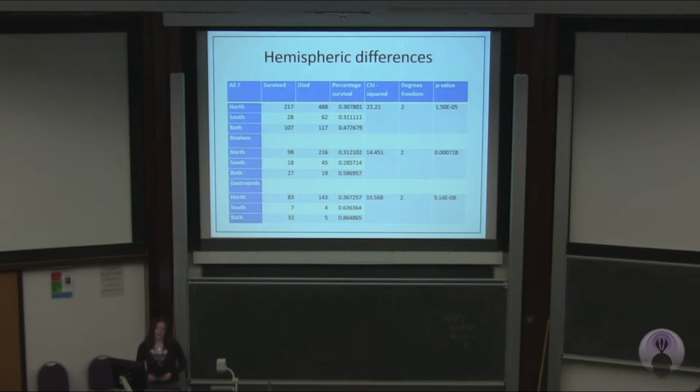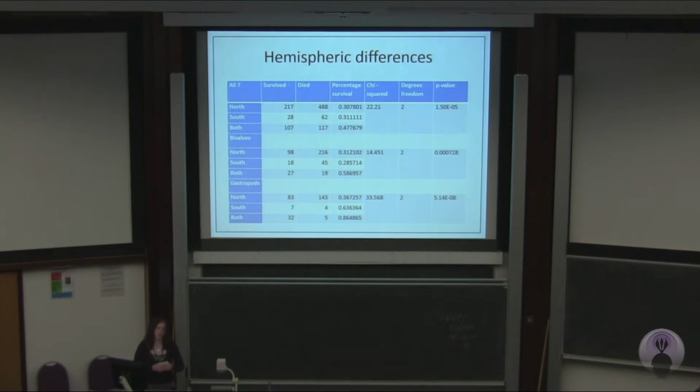So then I went on to look at the hemispheric differences between the north and the south hemisphere, and how that affected survival. When you combine the data for all the 7 groups and look at them together, the percentage survival was higher in the southern hemisphere than it was in the north. And this is the same for the gastropods. However, with the bivalves, it's actually the opposite, and the higher percentage survival was in the northern hemisphere. Again, you can see that the taxa that occurred in both hemispheres were the most likely to survive. They had the highest percentage survival.